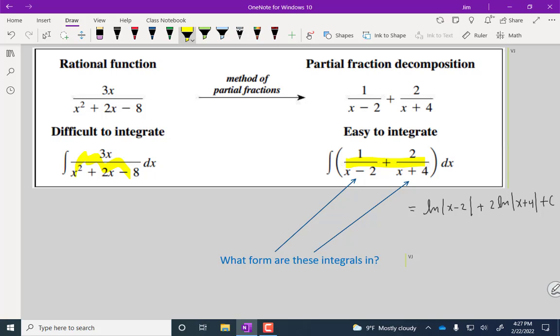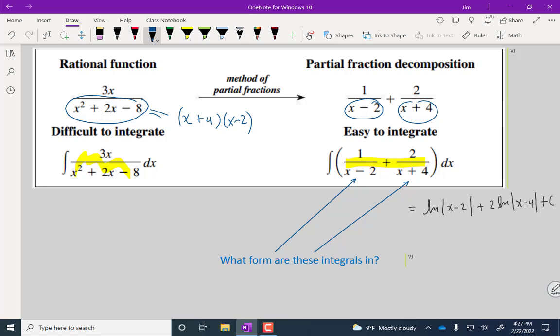Now, going this direction, you're adding rational functions. That you already know how to do. What we're going to try to do is go this direction, which is the method of partial fraction decomposition, PFD. Notice that this denominator right here factors into x plus 4 and x minus 2. So the factors of the denominator are going to be the denominators of the partial fractions.